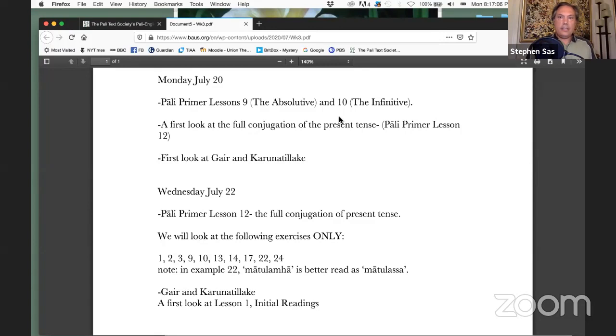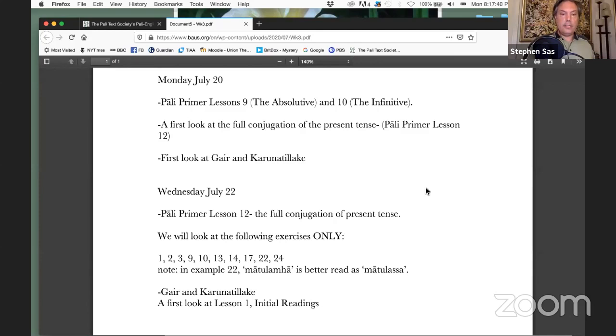And in this week, we're going to be transitioning from Pali Primer to Gair and Karunatilaka. That's our second textbook, and we will be taking a first look at it today at the end of this class. I've put in this file, which you can find on our website, the material that will be covered on Wednesday, or perhaps for you Thursday morning, which is the next class.